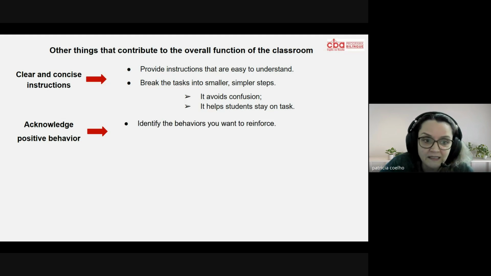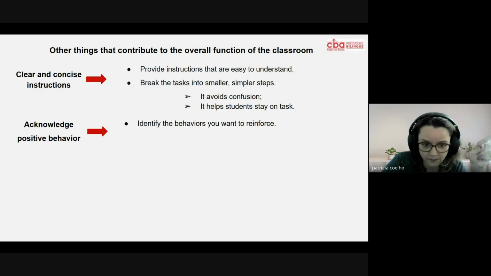So first, identify the behaviors that you want to reinforce, because what happens is we end up emphasizing negative behavior. We only address students' behavior because of the wrong things they do. Just like some children at home, the adults only talk to them when they have to correct their behavior. So misbehaving is the only way they get attention, and it becomes a snowball. So let's do the opposite.